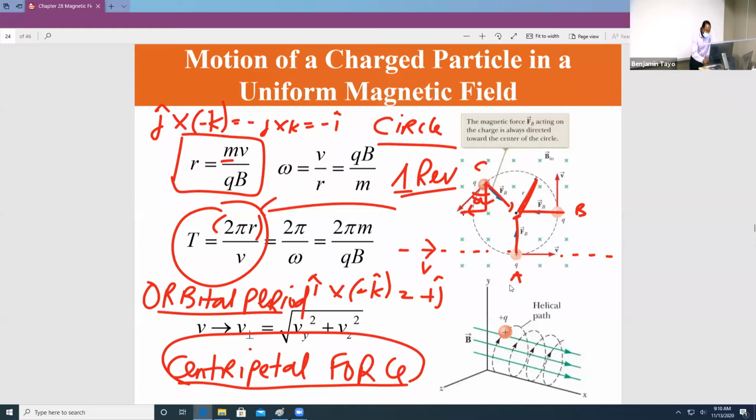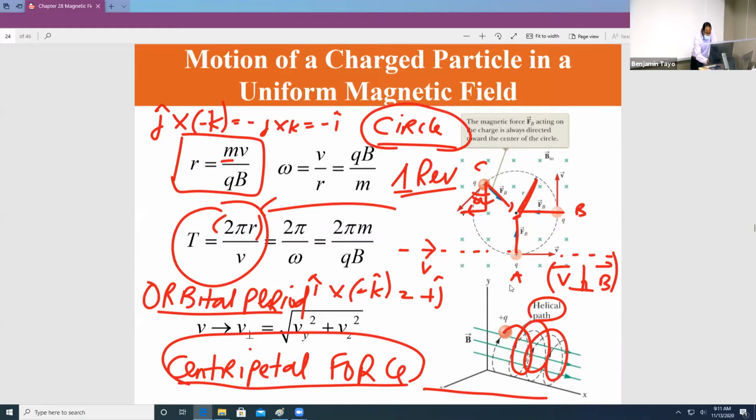Okay. Now, what you see on here, we're not really going to use this, but what this tells me is that in this example here, the velocity is at 90 degrees with respect to the magnetic field. So when the velocity makes 90 degrees to the magnetic field, then the particle is going to move in a circle. But if the velocity is not at 90 degrees to the magnetic field, then it moves in a helical. This is called a helical path.